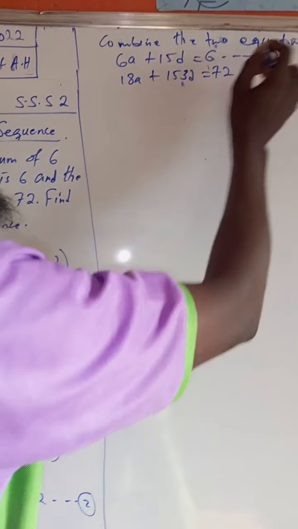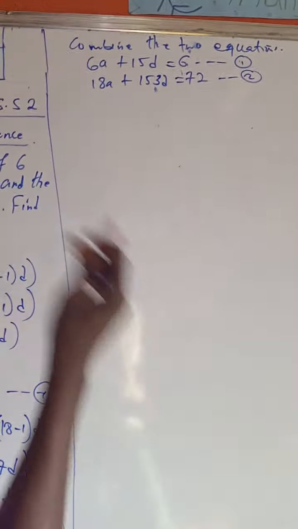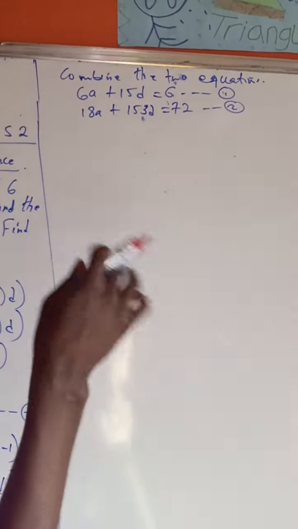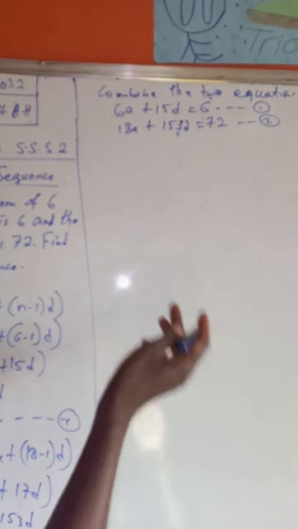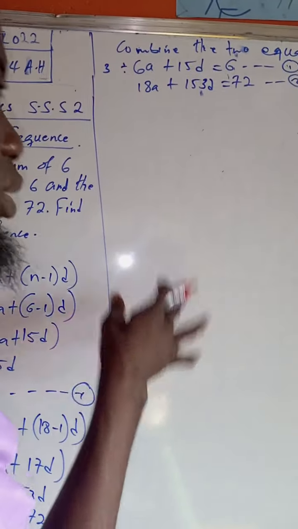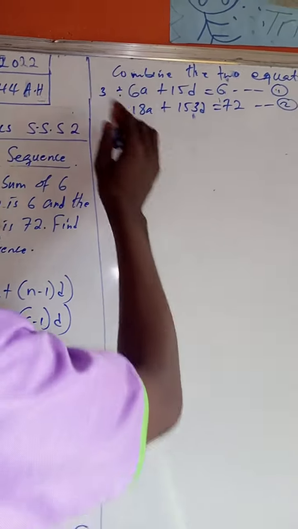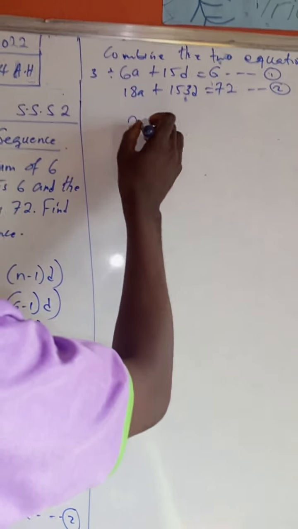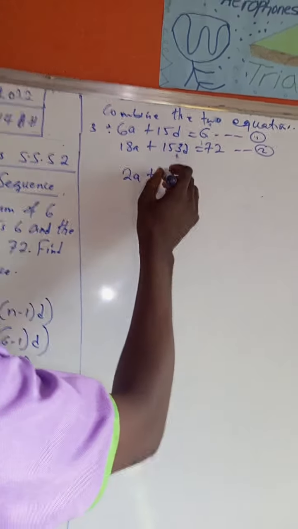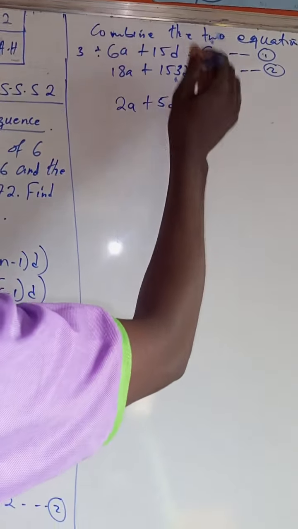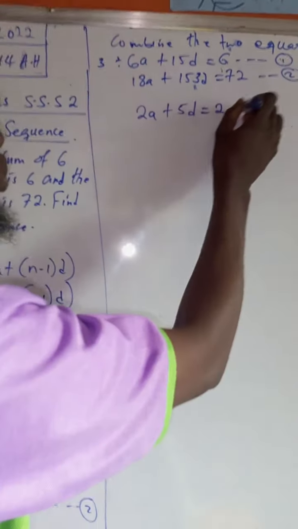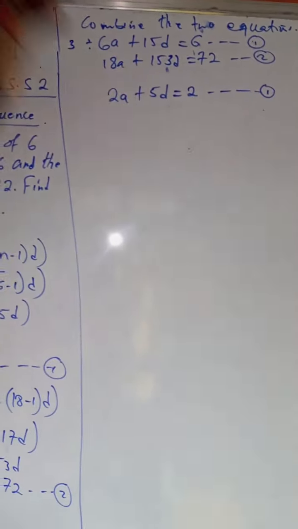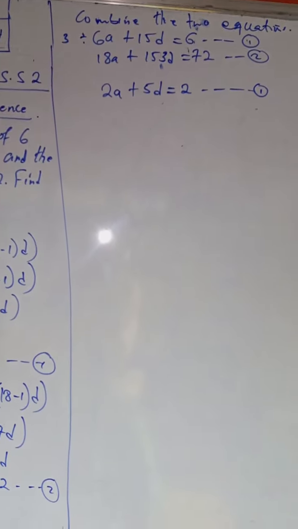Can anything divide through? Of course, 3 can divide through. In order to reduce equation 1, I divide it through by 3. It remains the same equation. 6 divided by 3 gives 2a, plus 15d divided by 3 gives 5d, equal to 6 divided by 3, which is 2. It's still equation 1, I just reduced it.